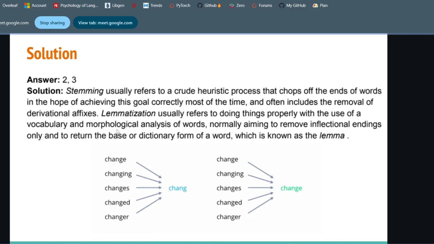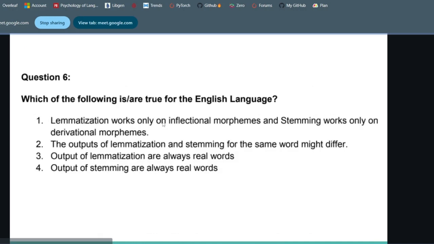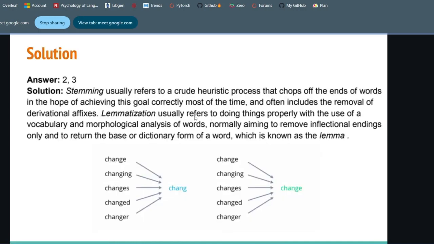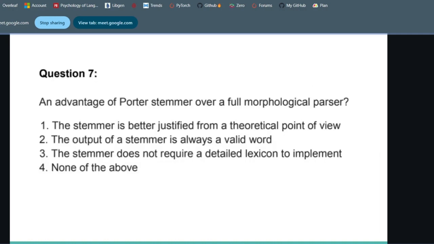And one of you also said option 1. So here lemmatization is removing the inflectional ending. Because of that, option 1 would not be correct. So yeah.